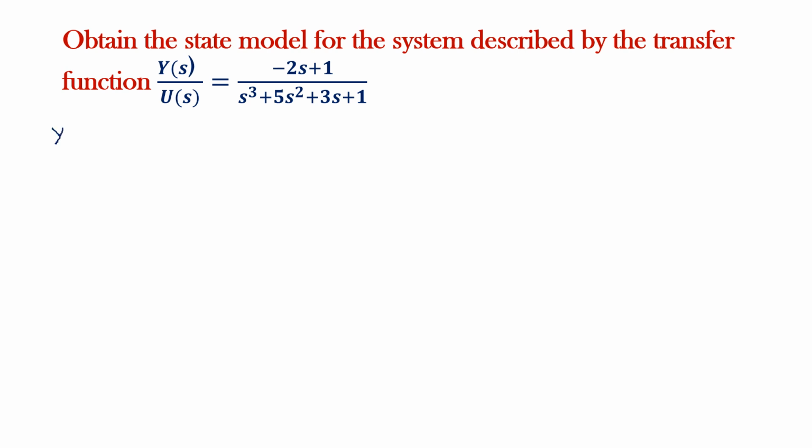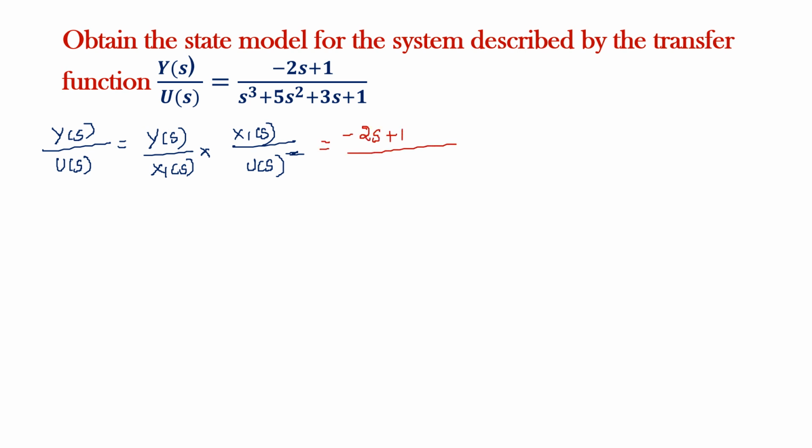Once again, I am rewriting the equation as y of s by u of s. I have to rewrite this equation as y of s divided by x1 of s into x1 of s divided by u of s, that is equal to minus 2s plus 1 divided by s cube plus 5s square plus 3s plus 1.